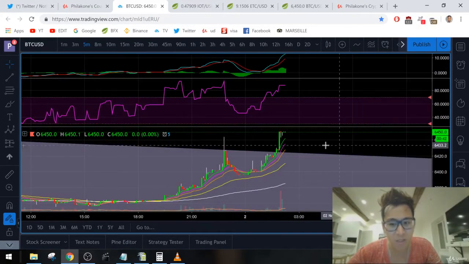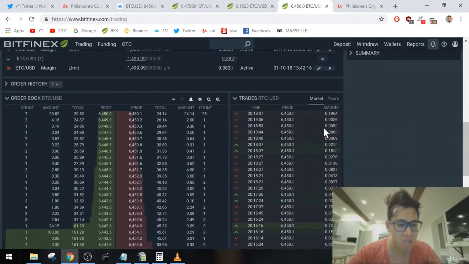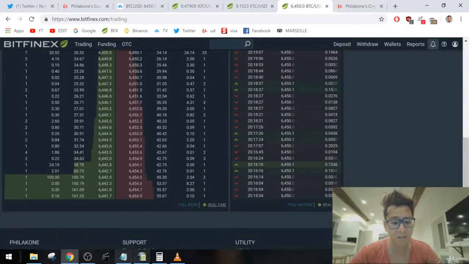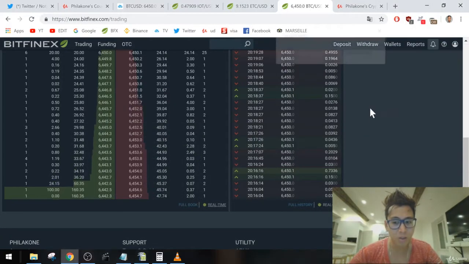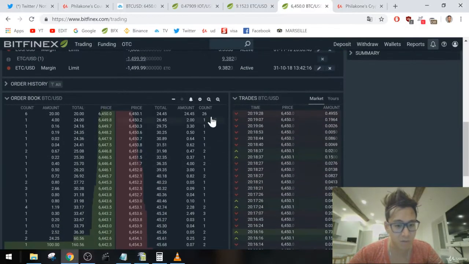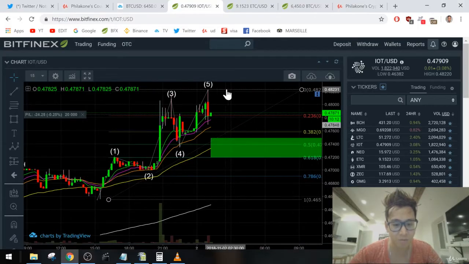So now what I'm going to do is go to the level 2, okay? And I'm going to see what this is doing. You guys have to combine it. Remember course number 11 here? We're combining it with everything, guys, with price action, with level 2, etc. Now we're noticing right here that there's a 26 count there, a 25 count. So it's definitely favoring the bears right now because they are trying to drive down the price.